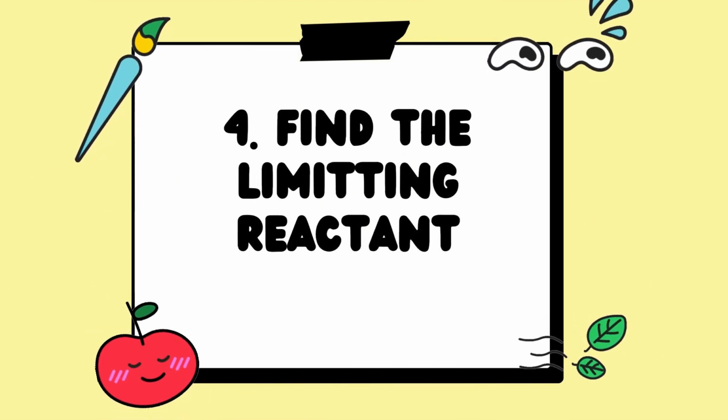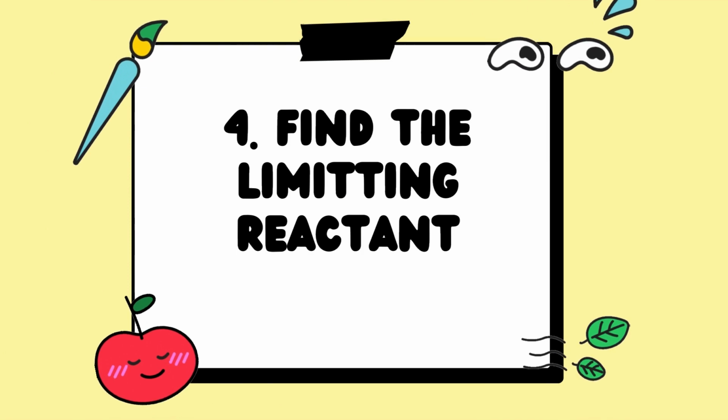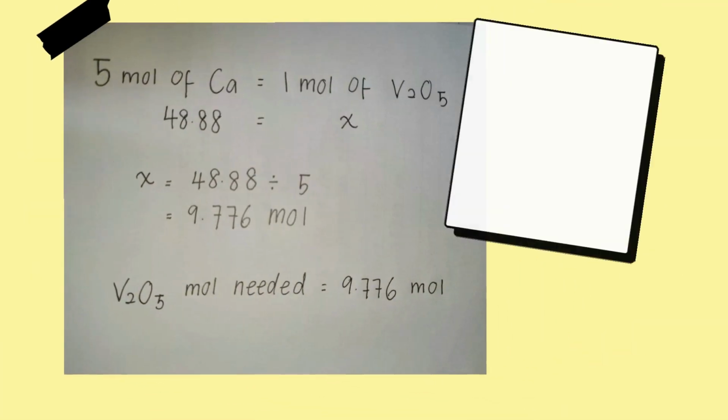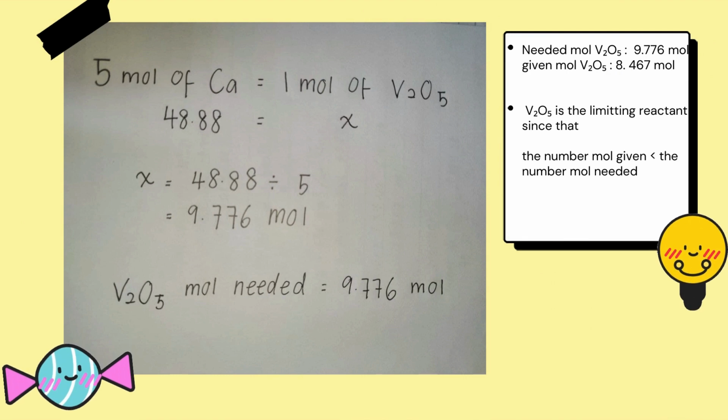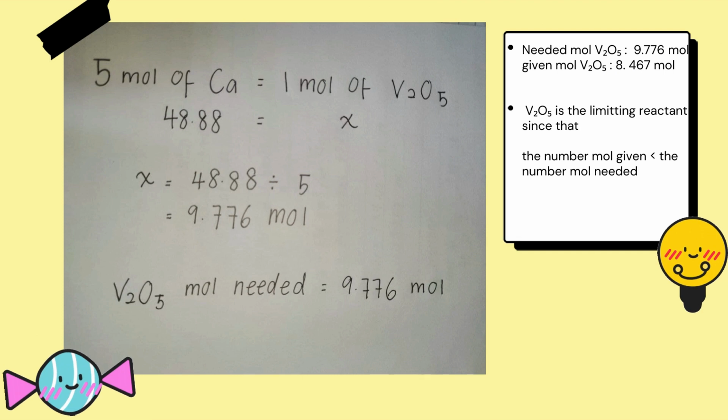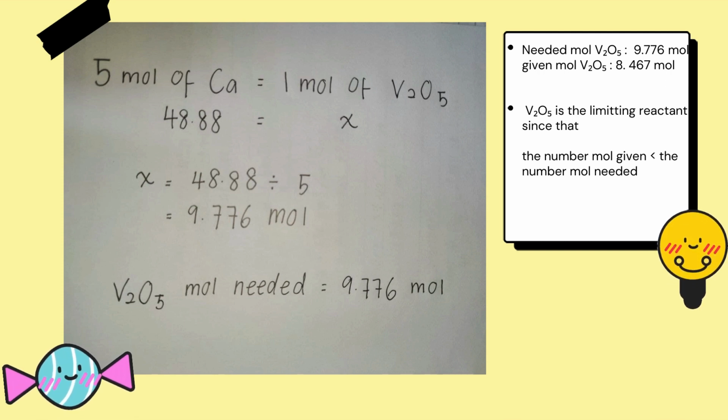Okay, next kita akan find the limiting reactant. So, how did we find the limiting reactant? We will compare the number mole of the calcium and the number mole of vanadium oxide. There are two methods. You can compare the number mole of calcium and we will conclude the vanadium oxide as X. X is for the number mole needed. So we will find the vanadium oxide punya mole needed. So bila kita darab silang, method dia kita akan darab silang, kita akan dapat jawapan which is 9.776 mole.